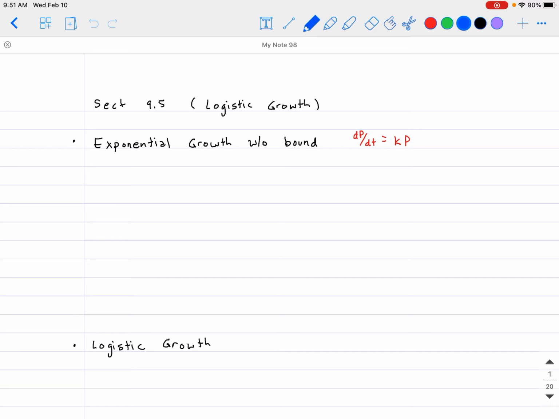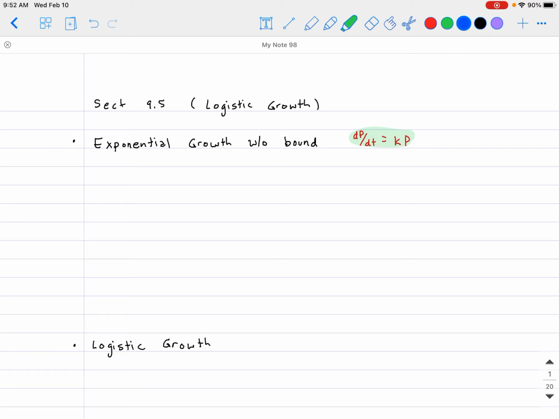Exponential growth is usually related to the following differential equation over here. dP/dt is equal to k times P, which is basically saying that the rate of growth is proportional to the current population. So for example, the rate of growth is 30% of the current population.